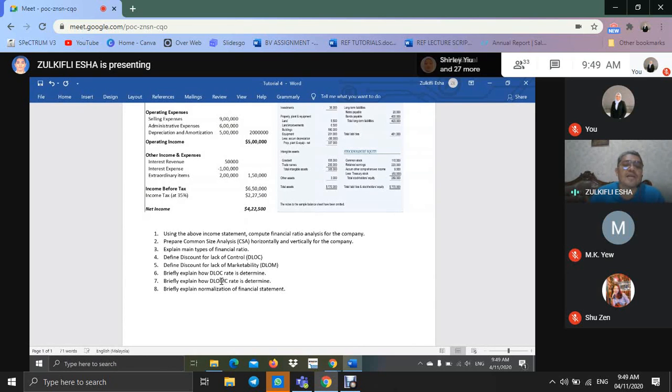Briefly explain normalization of financial statements. Very simple questions only. As far as your tutorial is concerned, I'm not going to give you too many questions because you are also busy with other subjects. So this is to prepare you with some basic knowledge on business valuation only. You may want to spend time later to try all these simple tutorial questions. If you think we need to discuss the potential answers, we may use half an hour in our next session to discuss them.